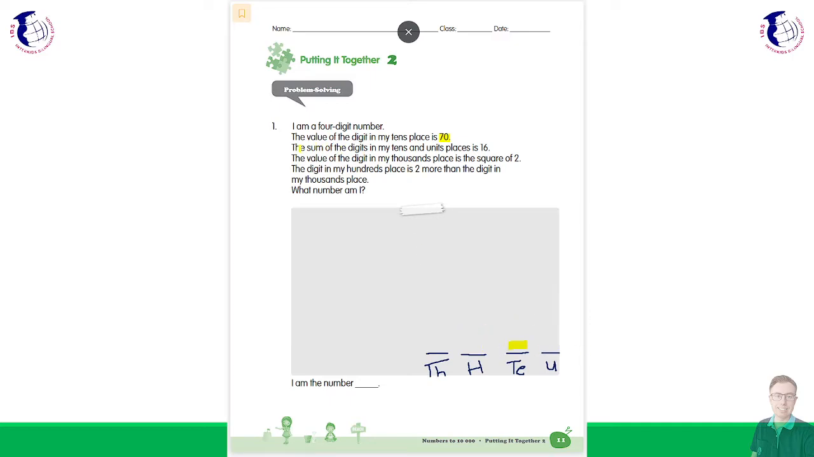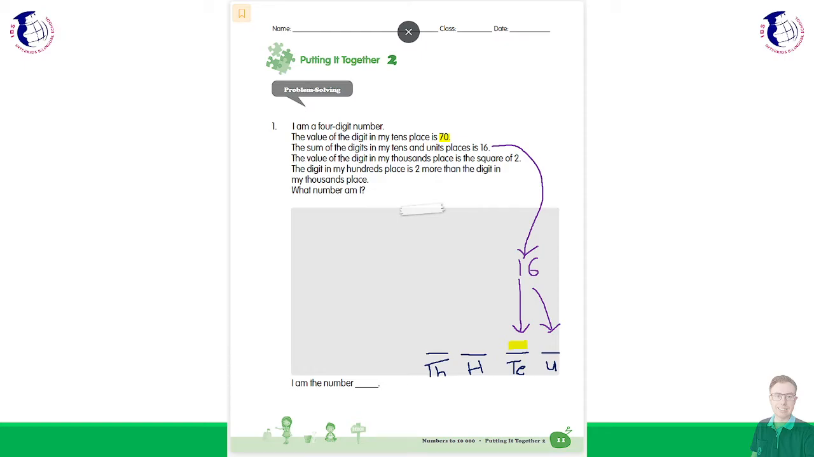And the next clue we have, the sum of the digits in the tens and the units places is 16. Remember, sum means add the numbers together. So if we look at those two, so we have the tens here and the units here. So these two together will add up to 16. So something plus something equals 16. We already know the tens, or you should do from the last clue. So all you got to do is work out what the missing number is to add there to make 16. Then you've just got the thousands and the hundreds to work out.